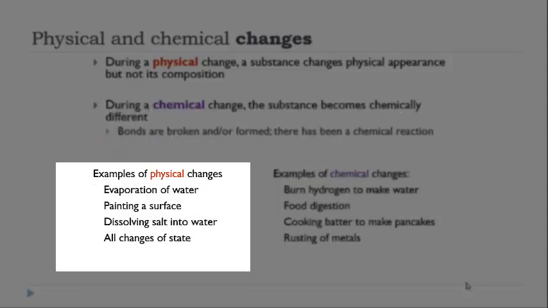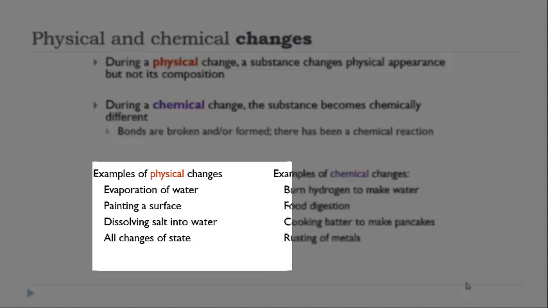Some examples of physical changes: you can evaporate water, paint the surface of something, dissolve salt into water. All changes of state are physical changes. So it looks different. For example, when you dissolve salt into water, it looks different, but it's still salt and it's still water. We haven't changed what they are.